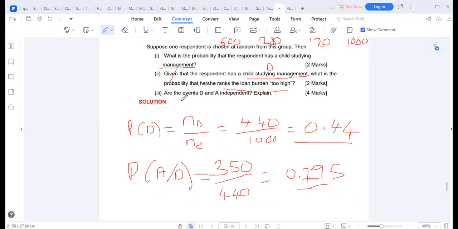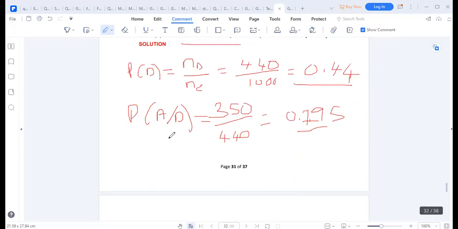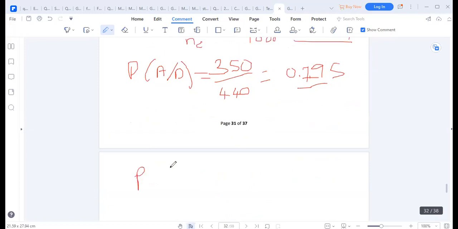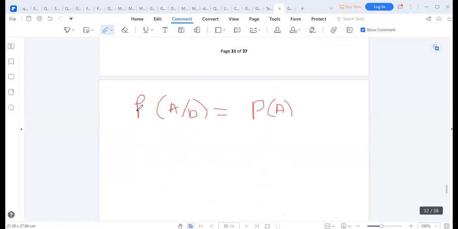Then they'll ask you, are the events D and A independent? Explain. That is 8 marks. To know that events are independent, use A and D because I've given you these letters. A given D must be equal to A. You maintain the top guy. If you wanted to do D given A, you equate to D. But why bother yourself? Because you already have A given D. So step 1, you write the comparison statement.